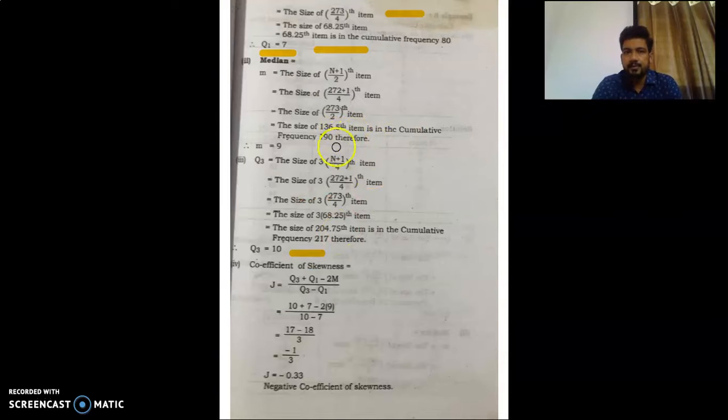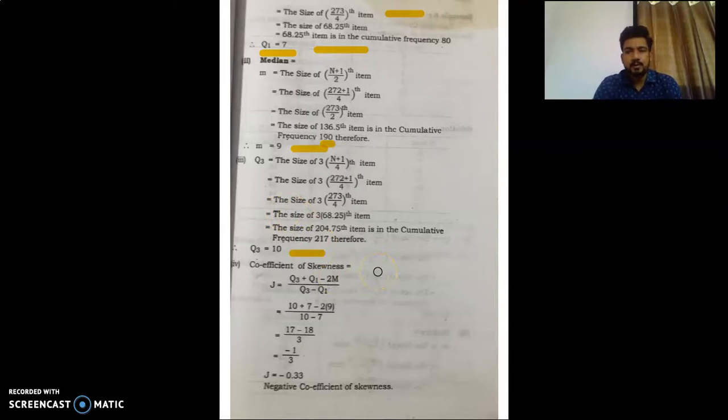136.5th item in cumulative frequency 190. So m equals 9. So now we have all those three things: Q1 equals 7, Q3 equals 10, and m equals 9. Now we will put these three things in the formula.